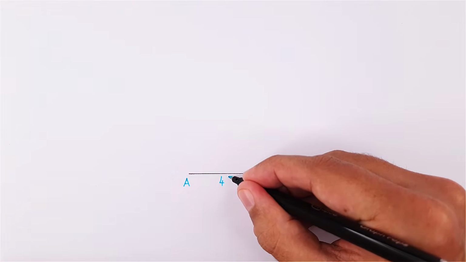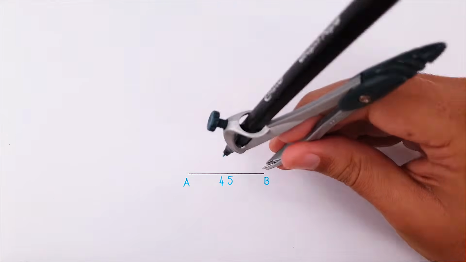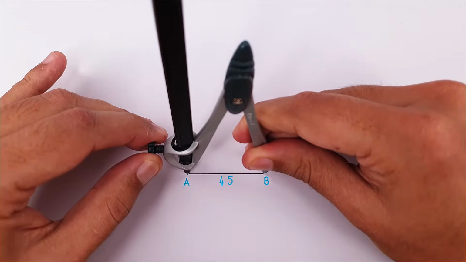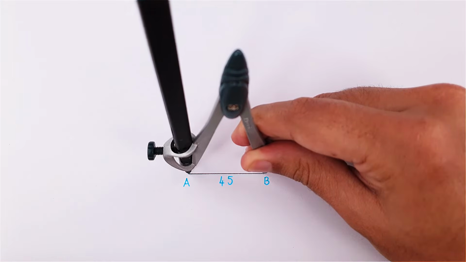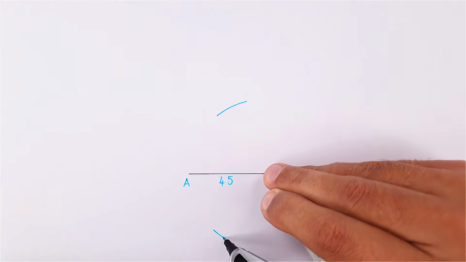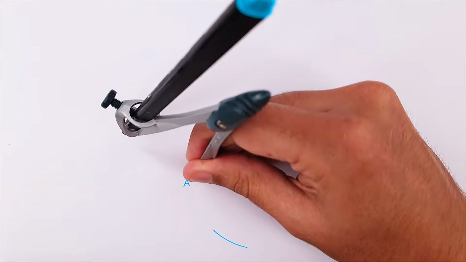Construct the perpendicular bisector of AB. Place your compass on B and adjust it to A. Draw arcs above and below AB. Without changing the compass width, repeat from point A.